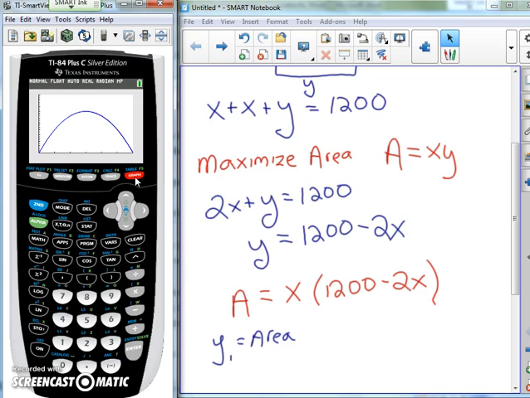And again, you would just use the max button under calculated, the max choice, and that will give you the maximum area. And that's all there is to that problem.